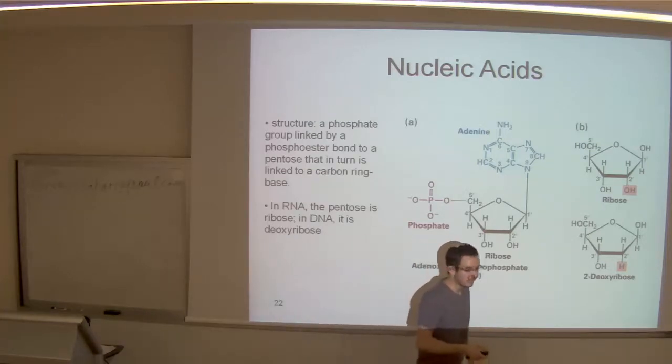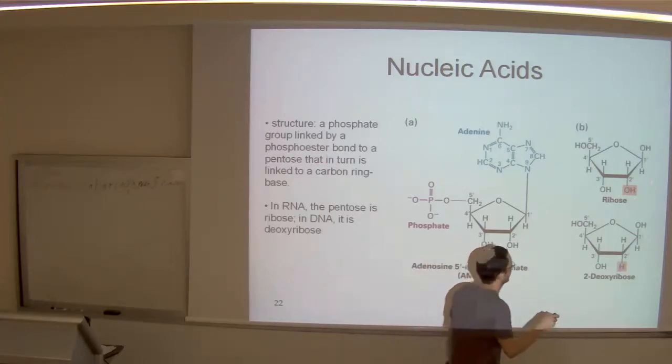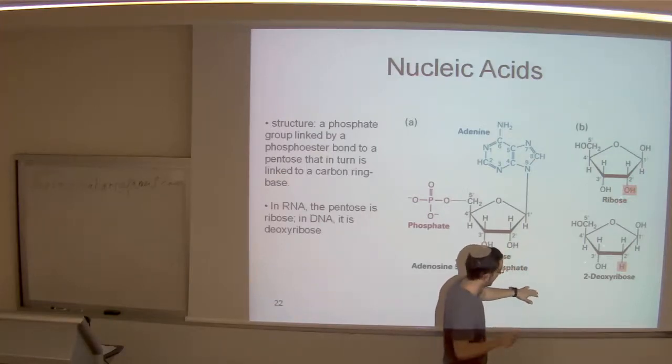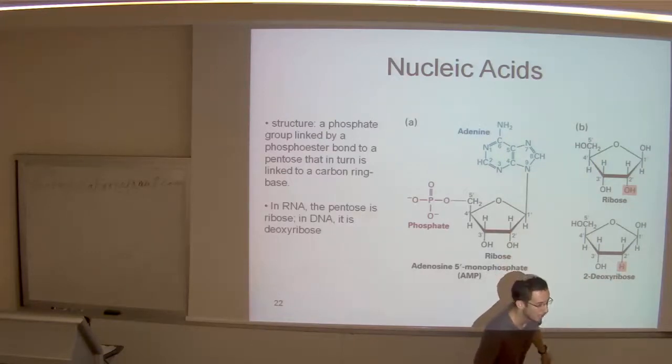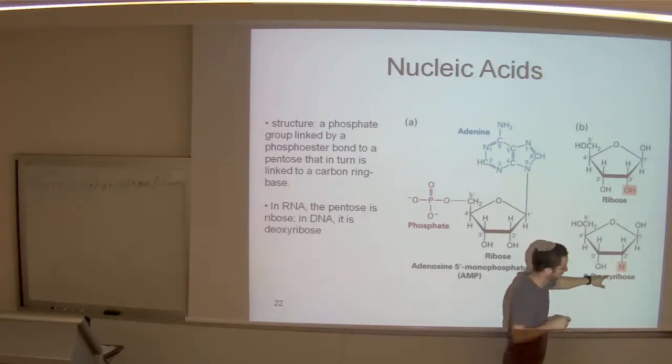In RNA, in ribonucleic acid, the pentose is ribose, meaning that it has a hydroxyl in the second position. In DNA, instead of a hydroxyl, we have a sole hydrogen, so it is deoxyribose, one oxygen less than ribose. The "2" was the position in which the hydroxyl is exchanged with a sole hydrogen.